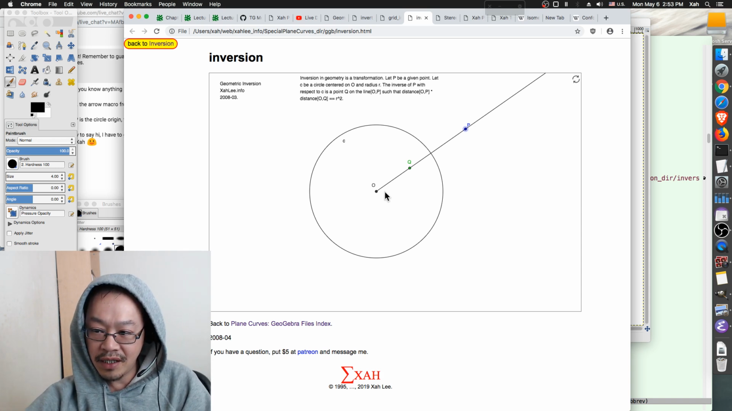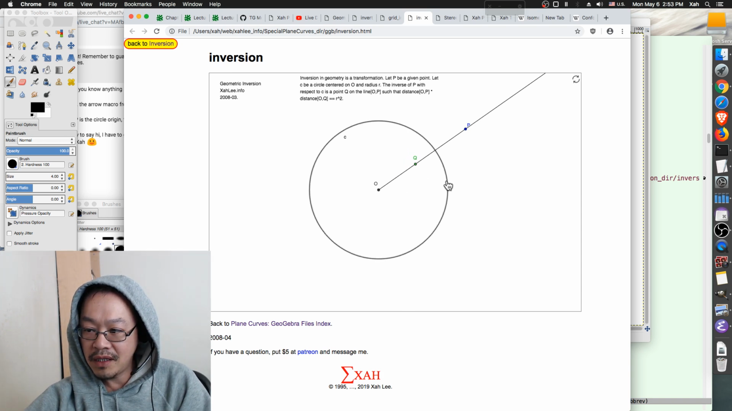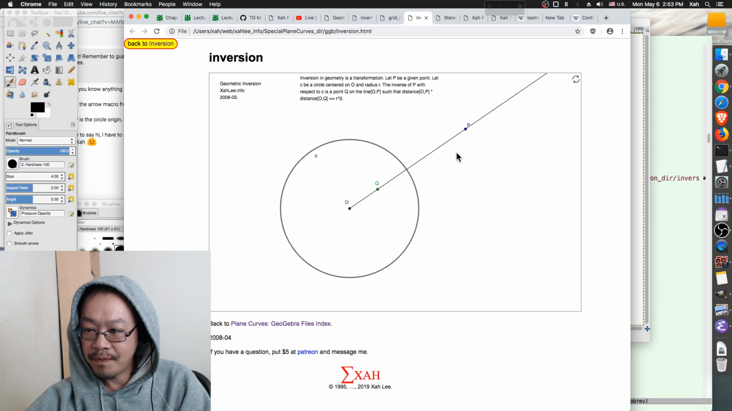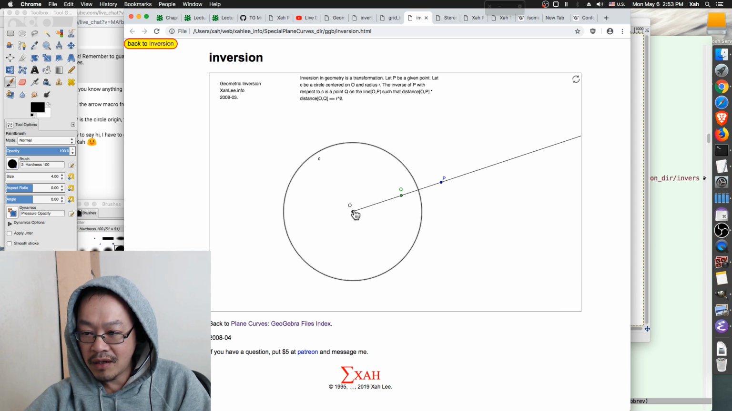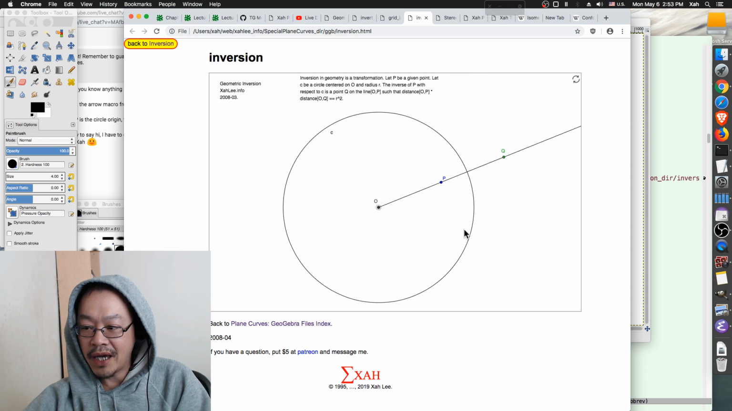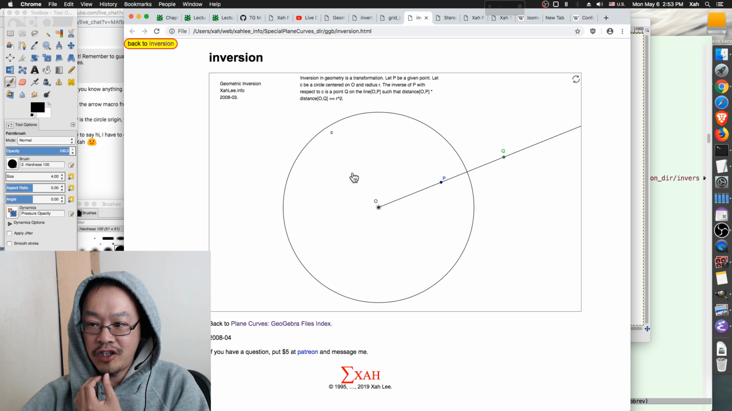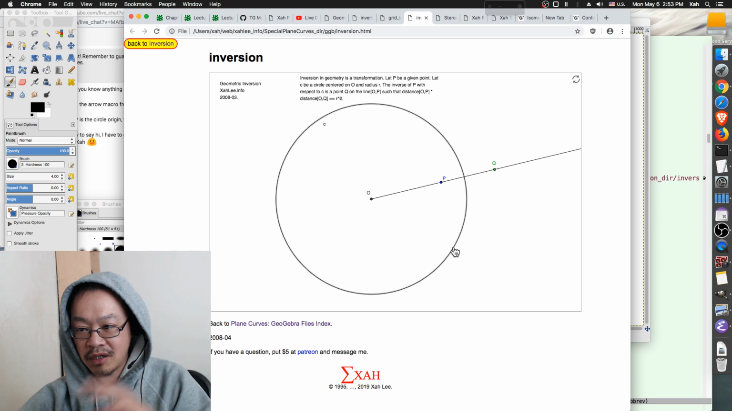Why? Because you can see as the circle becomes large. Let me see if I can make the circle large. I cannot. Okay, I can do it here. This GeoGebra application is not constructed so that I can just drag to change the circle size. I don't think I can do that.